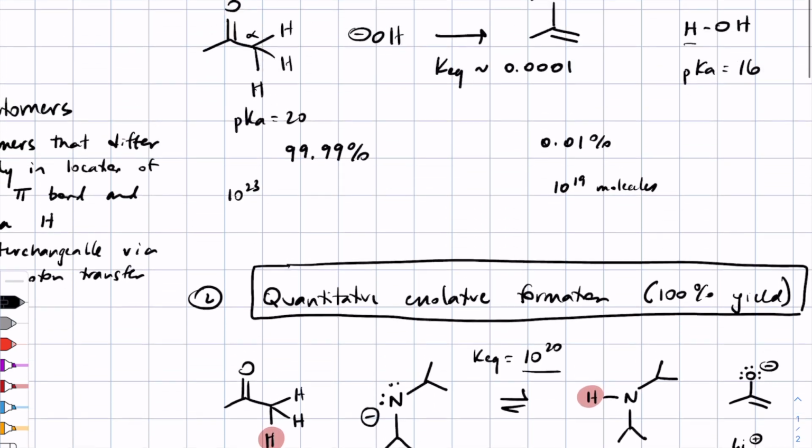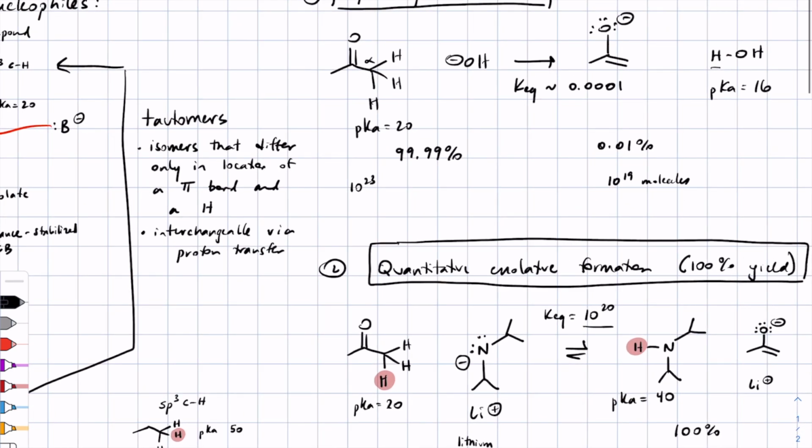There are situations where you would want to make it under equilibrating or reversible conditions, in part because of the expense. There's also an issue of regioselectivity that we have not yet talked about. And it will turn out that we will sometimes get a different enolate product from equilibrating enolate formation than we will from quantitative enolate formation. So it's important to have those two different conditions in mind.